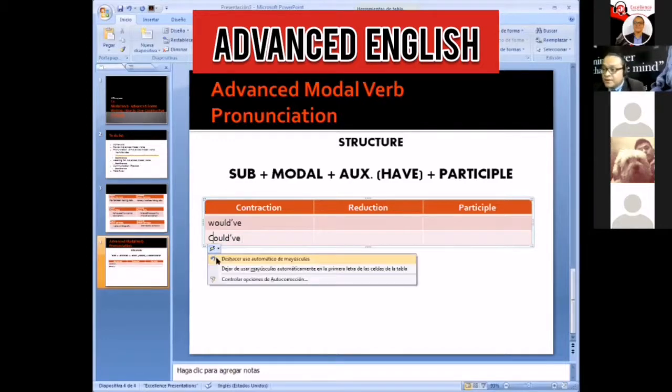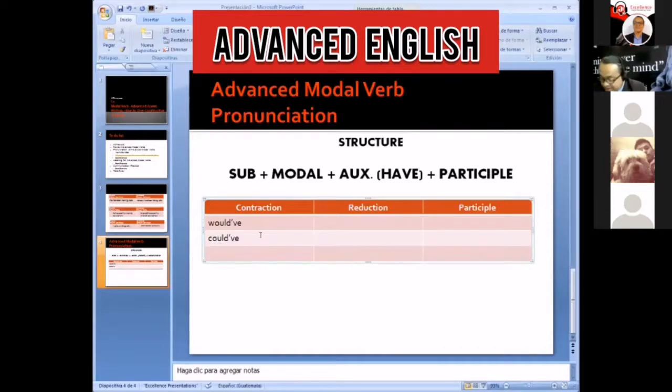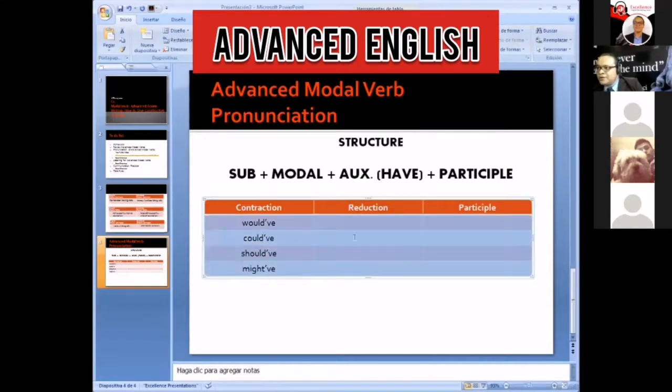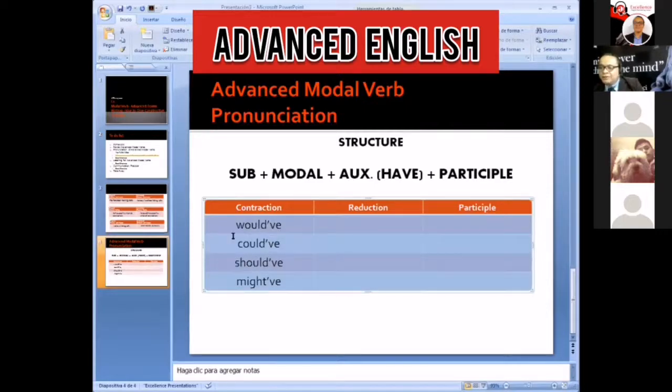Could've, which is could have. Then we're going to have should've, which is should have. Might've, which is the contraction of might have, right? Okay, so that's your regular contraction, and what we're doing is contracting the modal with the auxiliary have.